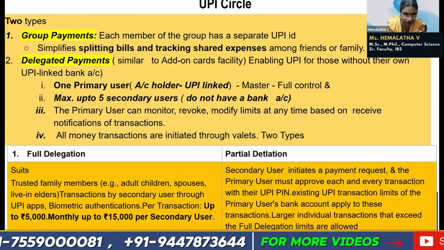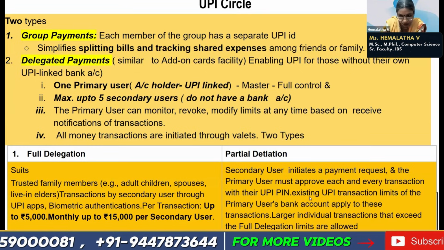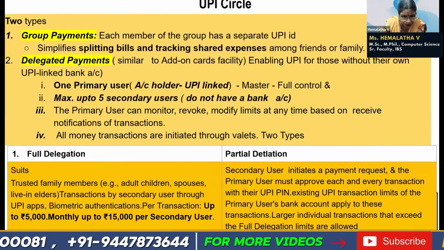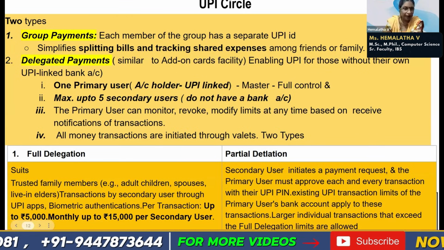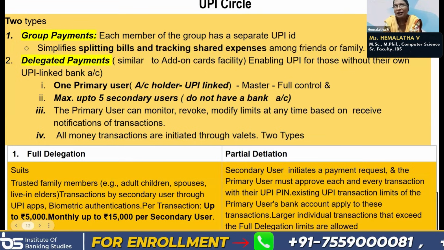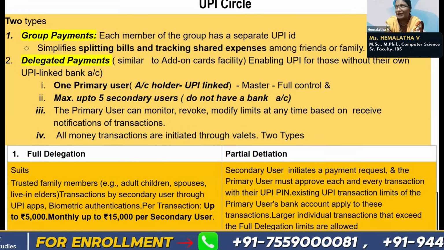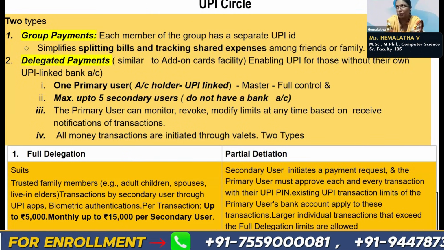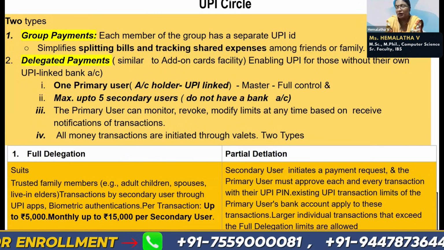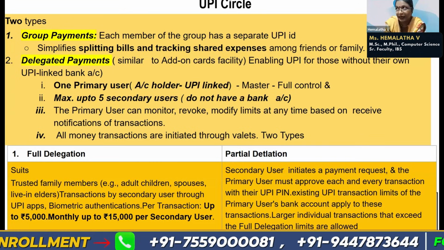So for that purpose, every month you put some amount. Some limits are there, monthly up to say 15,000 per secondary user we can put. Then for small petty pocket expenses, they need not ask you for approval every time. So this is full delegation.